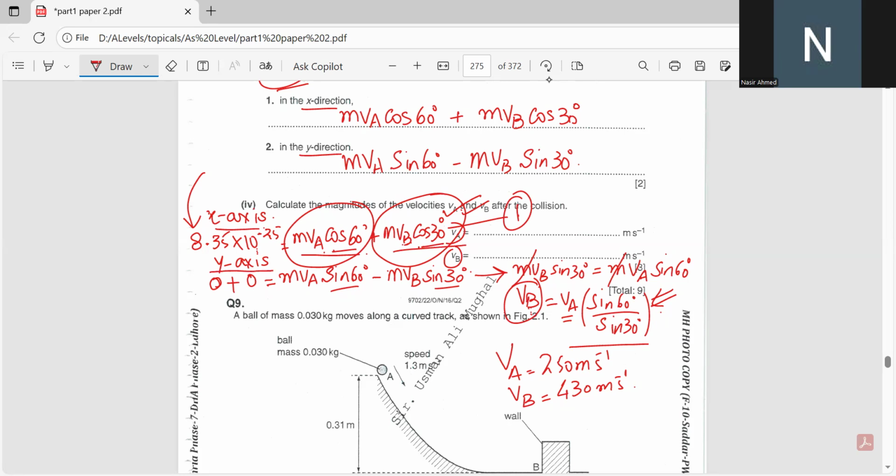Then along the y-axis, zero plus zero is equal to momentum along the y-axis minus momentum along the negative y-axis, or downwards. So this way I have these two equations. I took this negative to the left side because all of this was zero. So it becomes m vb sin 30 is equal to m va sin 60, and from this I got vb, and the vb value appeared as va into sin 60 over sin 30. When I solve this and plug in va, I just fetched the value of 250 meter per second, and I got vb as 430 meter per second.